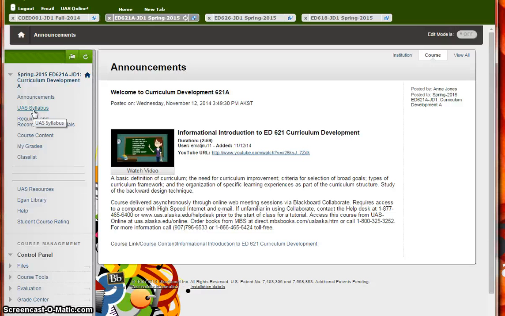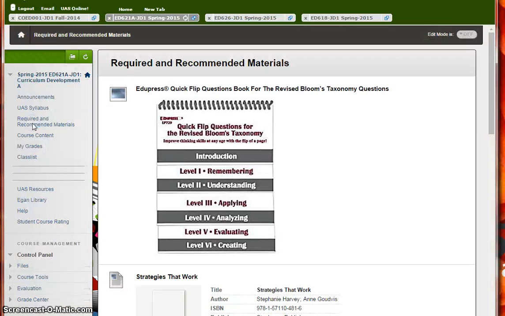for future reference. The next thing you're going to want to think about is the materials. There are several required and recommended materials for the entire course. That would include 621A, 621B, and 621C. But what you need for this section, 621A, is this quick flip questions book for the revised Bloom's taxonomy. It's an excellent little tool to have. I use it often when I'm out doing supervision. It gives you some really good ideas about how to think about writing objectives and how to measure those objectives. So this one you really need, so get that as soon as you can if you don't have it.